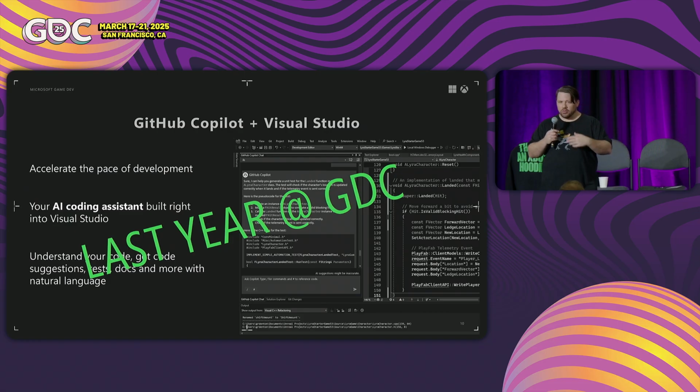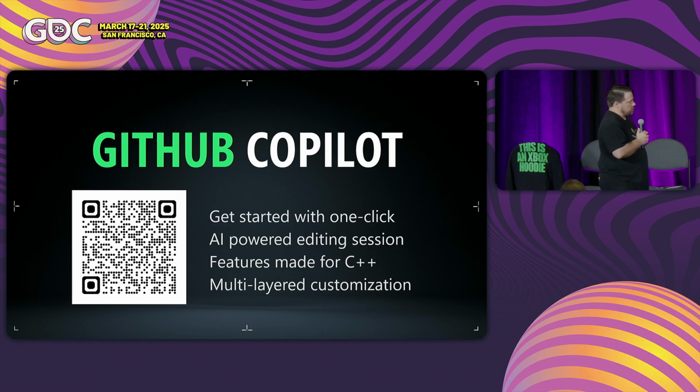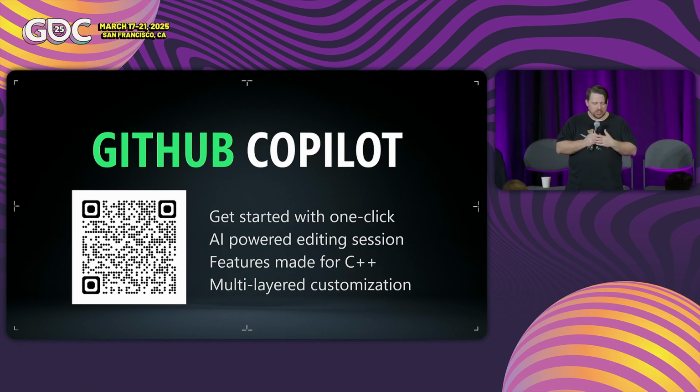As you're typing your code, it says, well, I see what code you've written, I see what's around, I see the context, and here's what I think you are going to write next. We've got some great new features, though, this year. And what we want to talk about here is making it easier to get started.